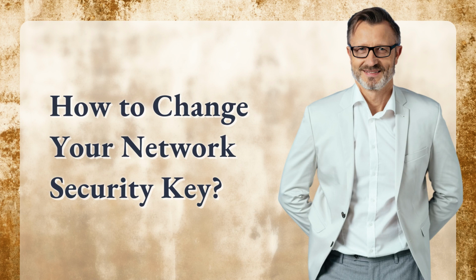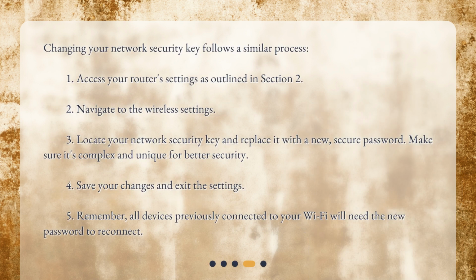How to change your network security key? Changing your network security key follows a similar process. 1. Access your router's settings as outlined in Section 2. 2. Navigate to the wireless settings. 3. Locate your network security key and replace it with a new, secure password. Make sure it's complex and unique for better security. 4. Save your changes and exit the settings. 5. Remember, all devices previously connected to your Wi-Fi will need the new password to reconnect.